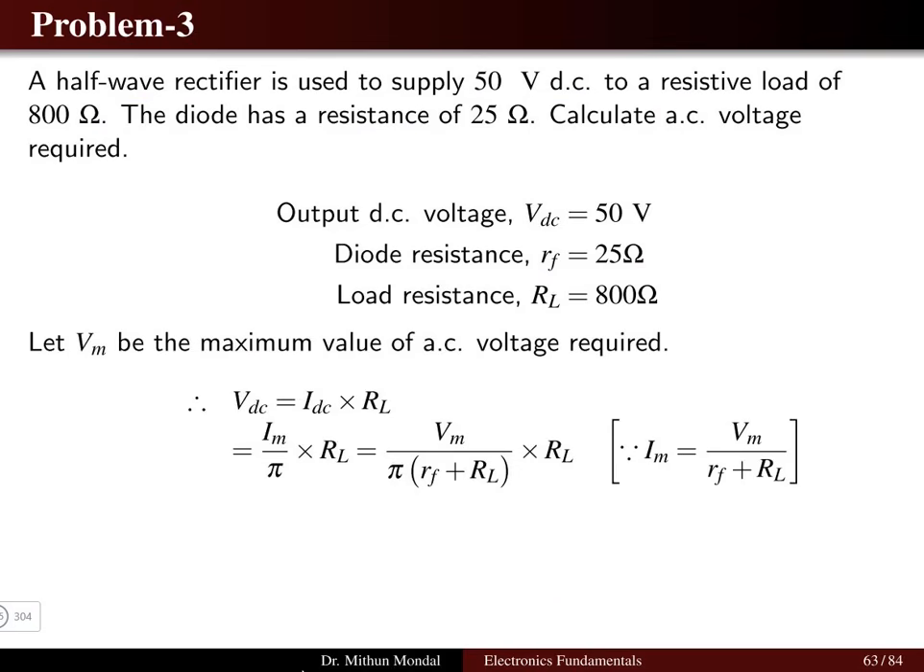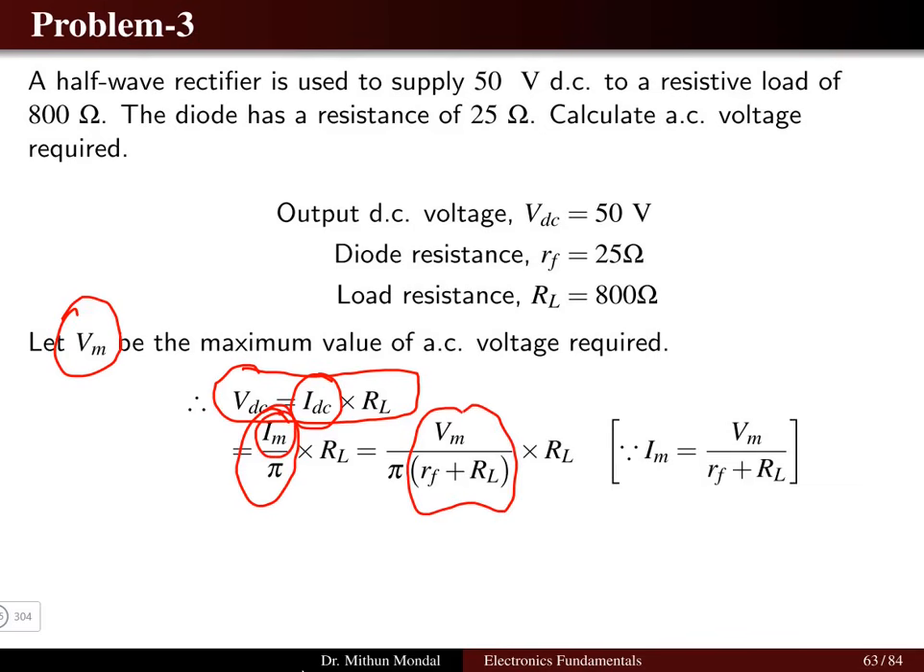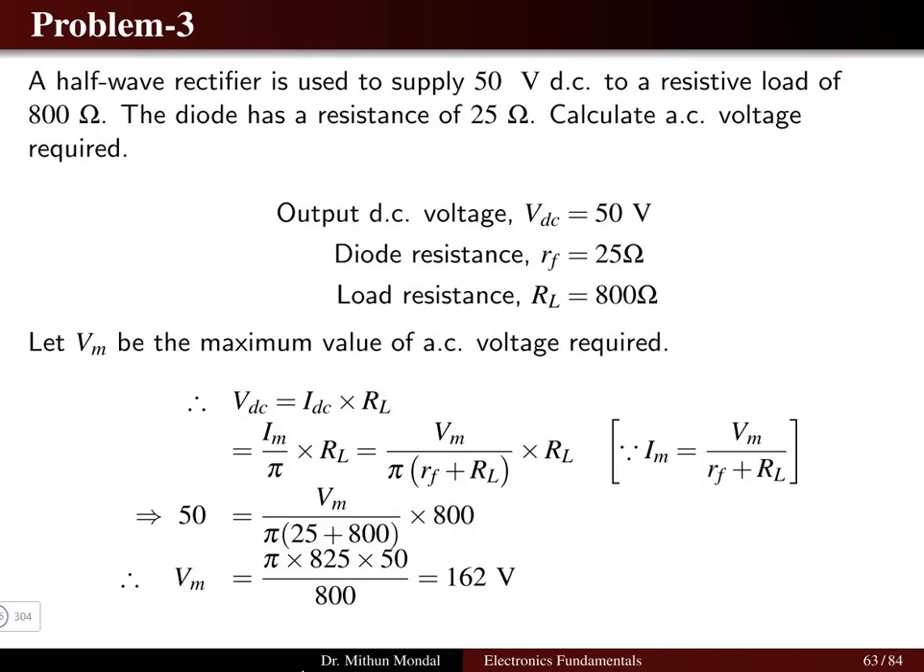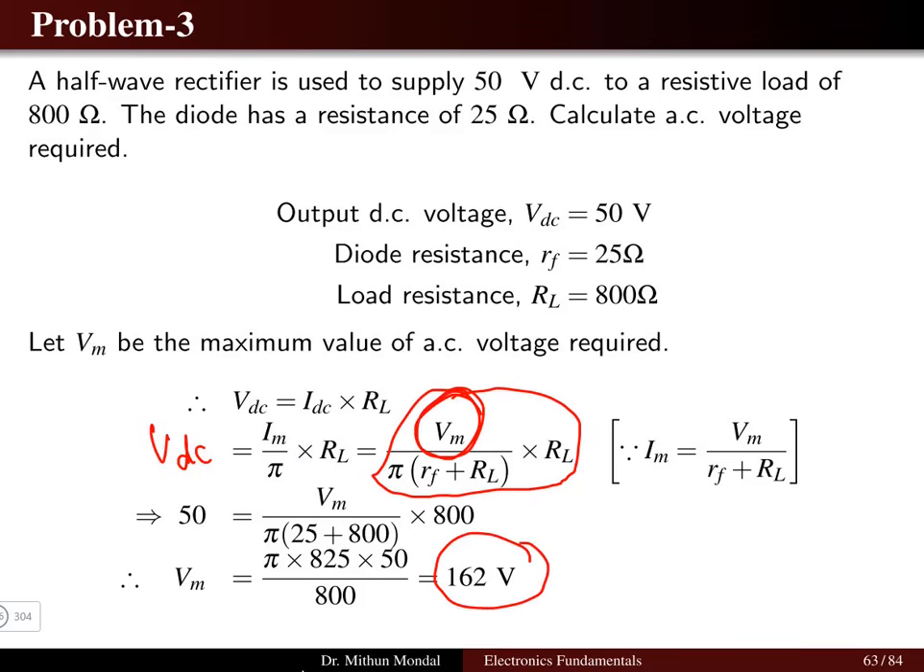So we know that VDC is equal to IDC into RL, and if the maximum voltage is Vm in the given condition, then IDC is equal to Im by pi, and Im can be written as Vm by RF plus RL. So obviously we are going to get one equation of VDC as this one. So this is VDC, and the unknown quantity here is Vm. So Vm comes to be 162 volt.